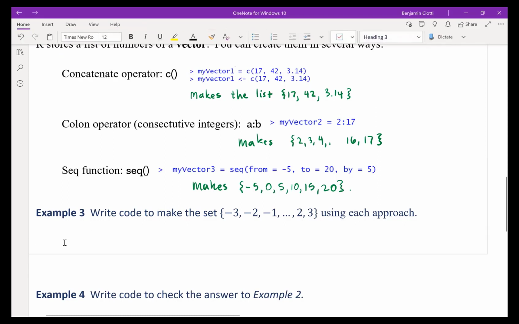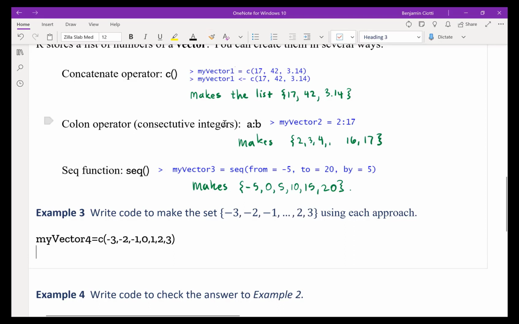So let's see, here's the answer. I'm assuming that you've unpaused the video at this point after already having figured it out yourself. If we used the concatenate operator, we could have just, let's see, what do we want to call this? How about my vector 4? So we can use the concatenate operator and concatenate -3, -2, -1, 0, 1, 2, and 3. So that would be one way to do it.